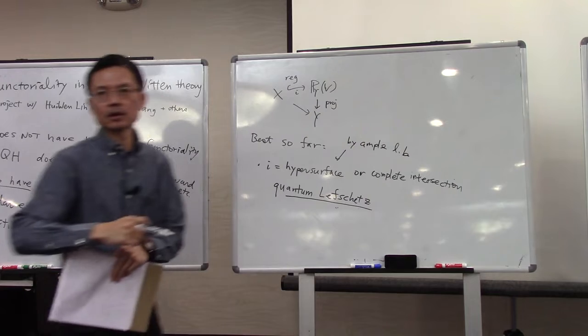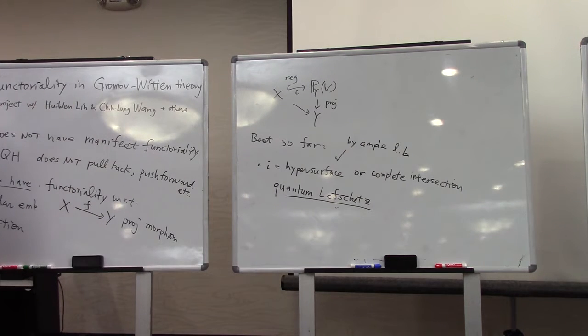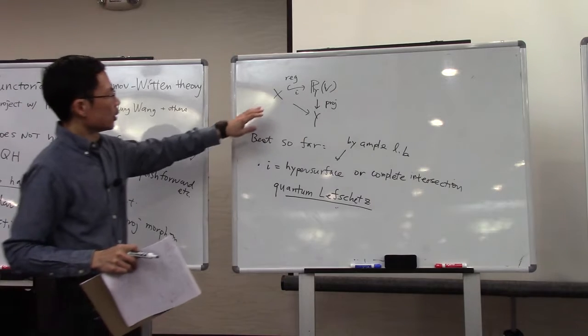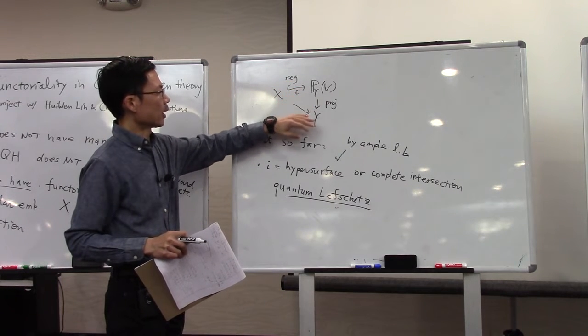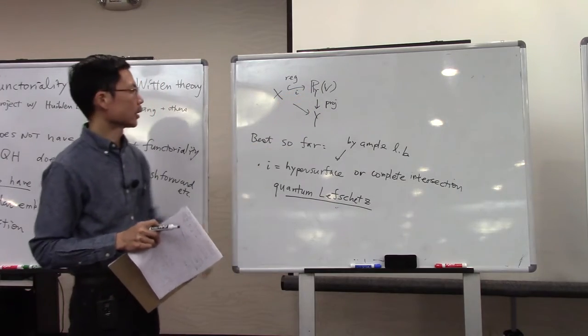Is it possible that the same morphism between X and Y can be factorized in two ways? Yeah, you can factor it in many different ways. In that sense, the construction will depend on the factorization. Yeah, exactly. So functoriality should not depend on how you factorize this.